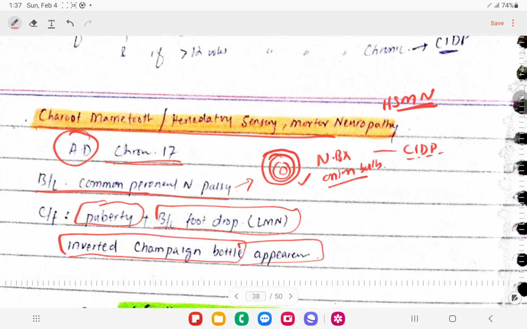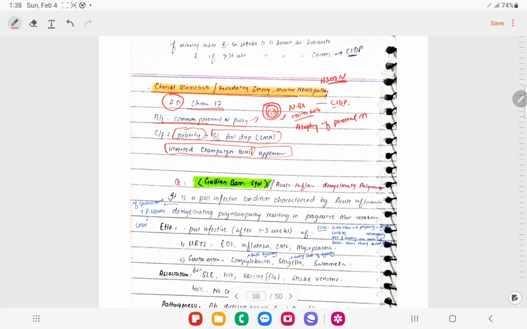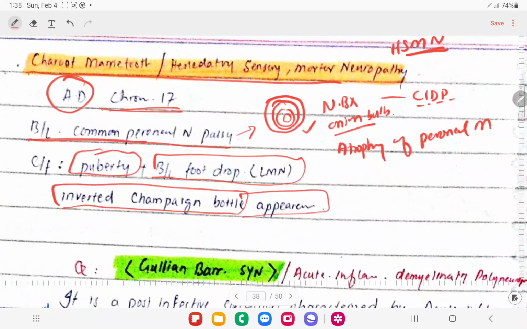So because of the involvement of the common peroneal nerve, we're going to see atrophy of the peroneal muscles, right? So in this condition, the patient is going to come with bilateral foot drop, right? And because of atrophy of the peroneal muscles, the leg will be like this, right? Inverted champagne bottle appearance, right?